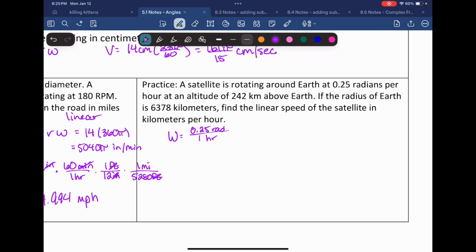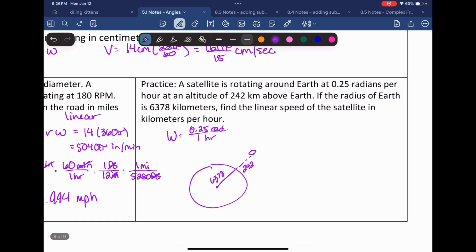So I need the radius of the satellite. So we have to imagine that we have Earth. We know its radius, 6,378 kilometers. And then the satellite up here, that's an additional 242. So the whole radius, I need to add that together to get the radius. So 6,620 kilometers.